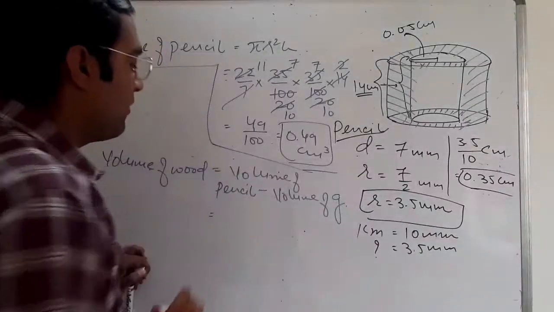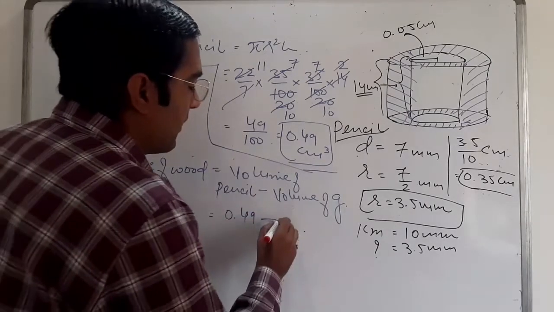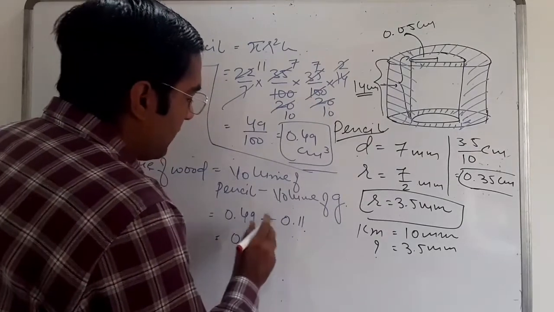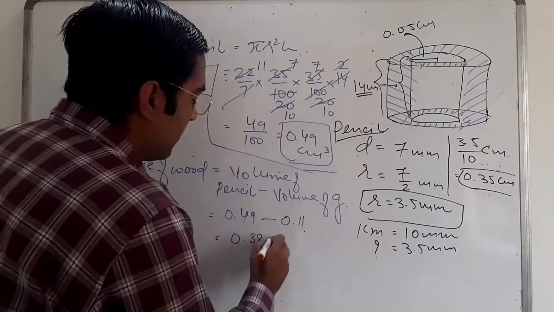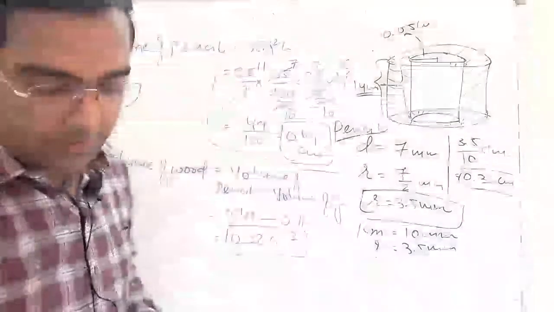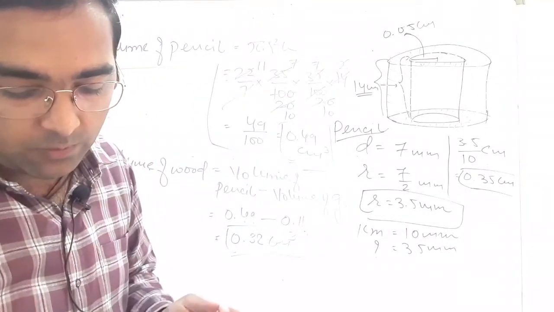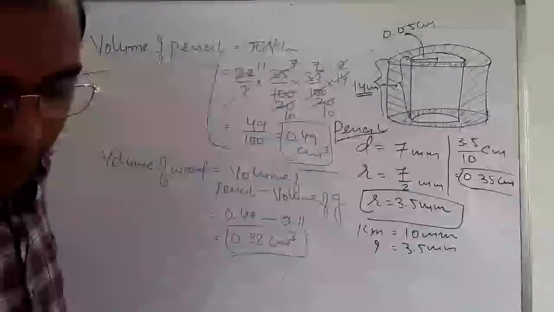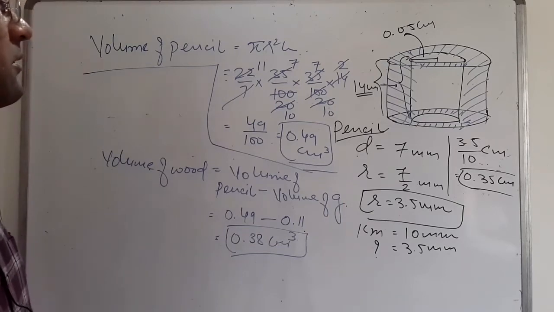So volume of pencil, that is 0.49, minus volume of graphite, that is 0.11. So my answer is 0.38 centimeter cube. That is my volume of wood. Here is some mistake.